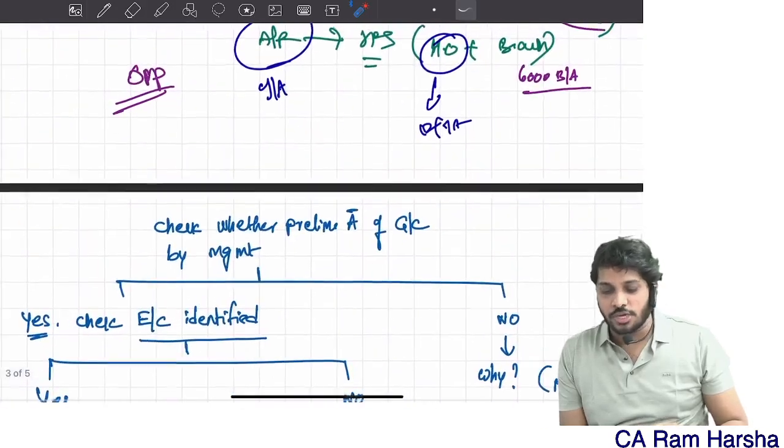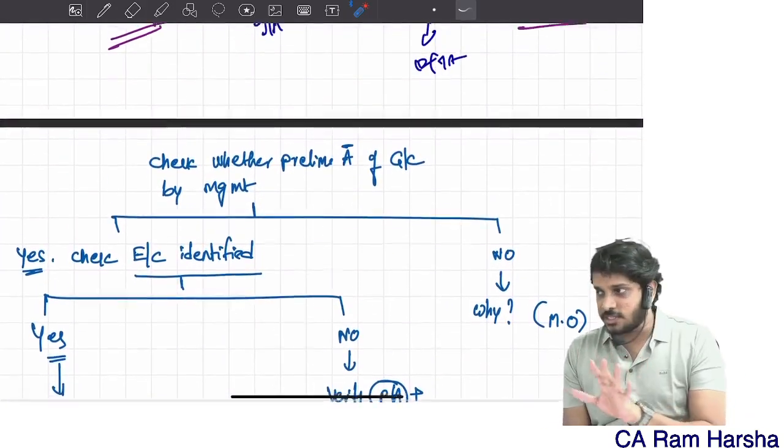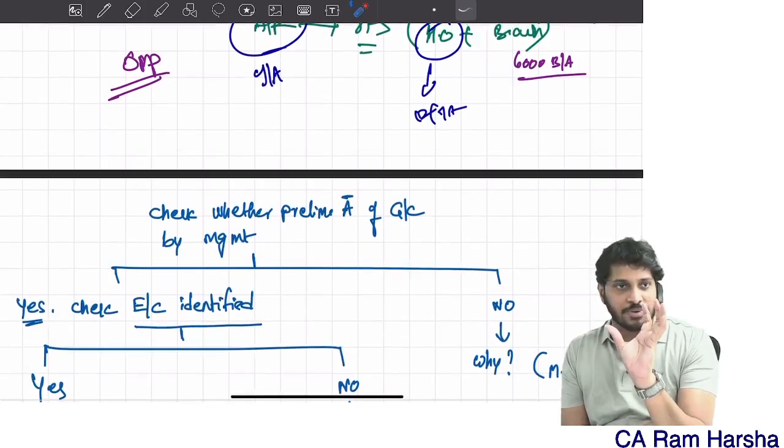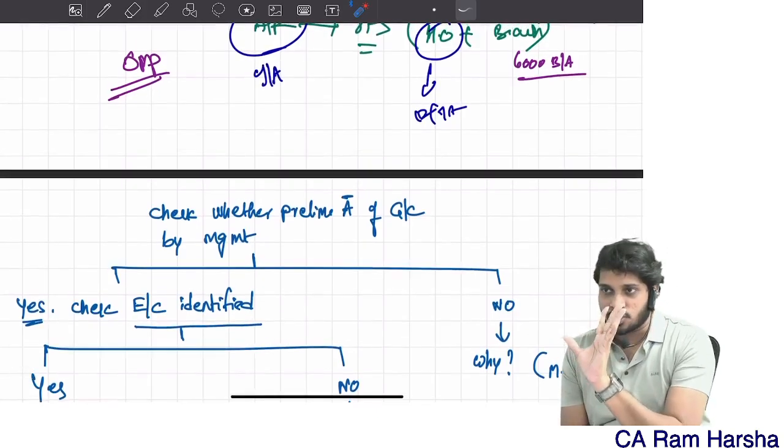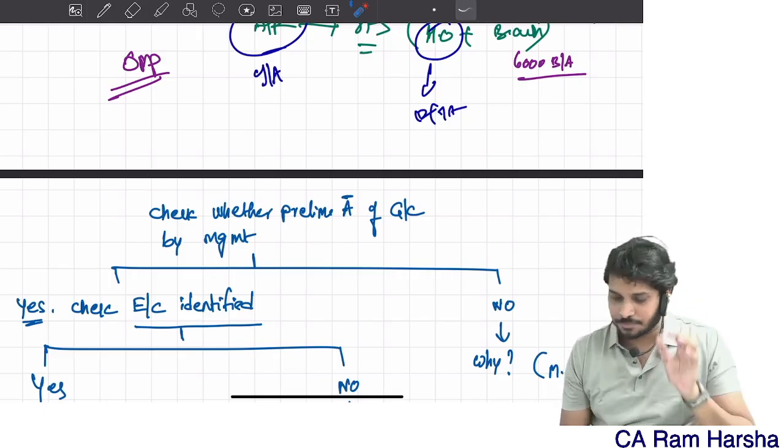So that's about going concern. 570 is over. In the ICAI book, the standard is not given. They only gave a brief or a diagram, which is not complete. Clear?